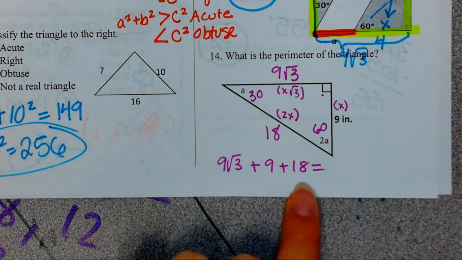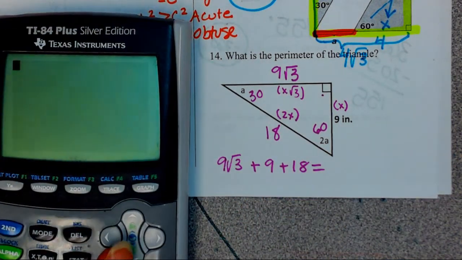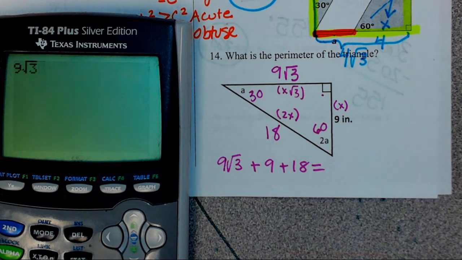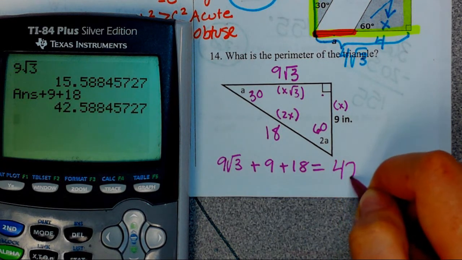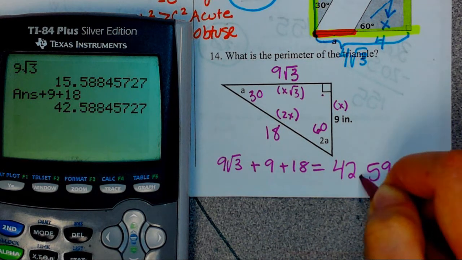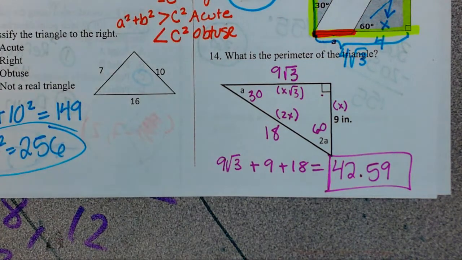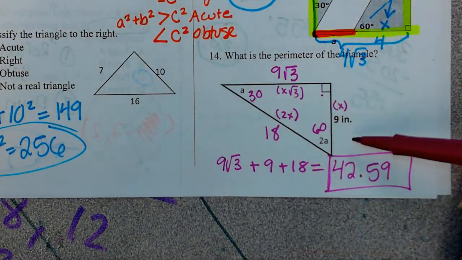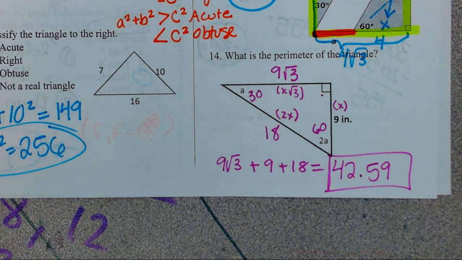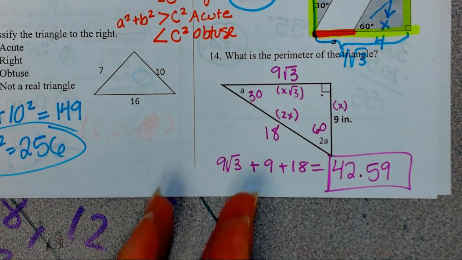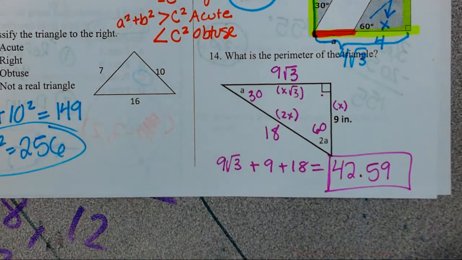And again, adding these up, you need to convert to decimal. So 9 square root 3 plus 9 plus 18 is equal to 42.59. Okay. I want to point out that you could also use SOHCAHTOA in a problem like this. I'm not going to get into that right now because we're going to have other SOHCAHTOA problems, but just know that that's a possibility.